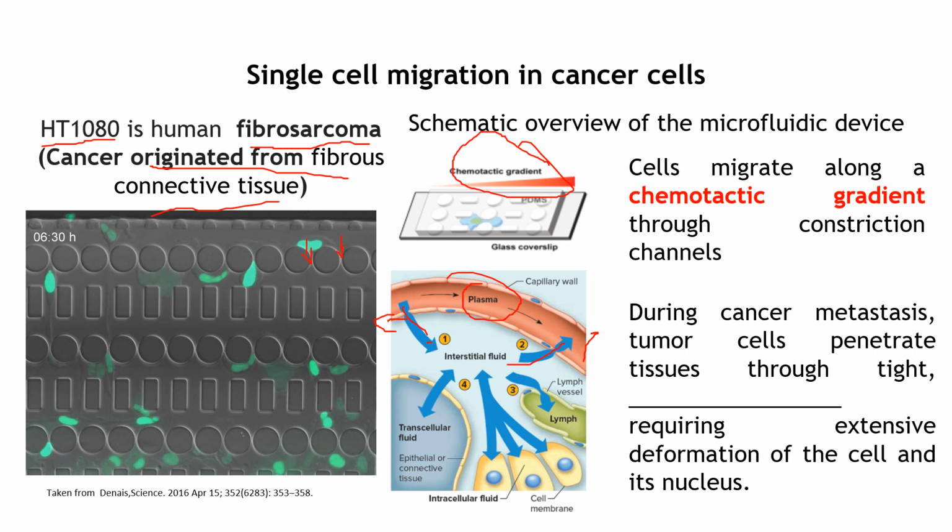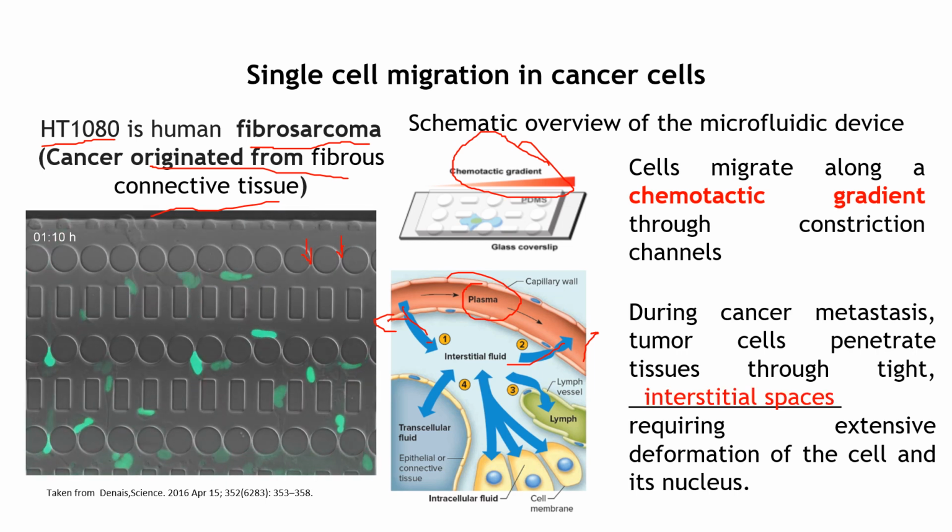And remember that during cancer metastasis, the tumor penetrates through tight spaces, and these spaces are called interstitial spaces, and they require a deformation of the cell and its nucleus. As you can see here, it's an amazing property that they gain. If you see, different tumors get different mutations, and this allows them to get different abilities.